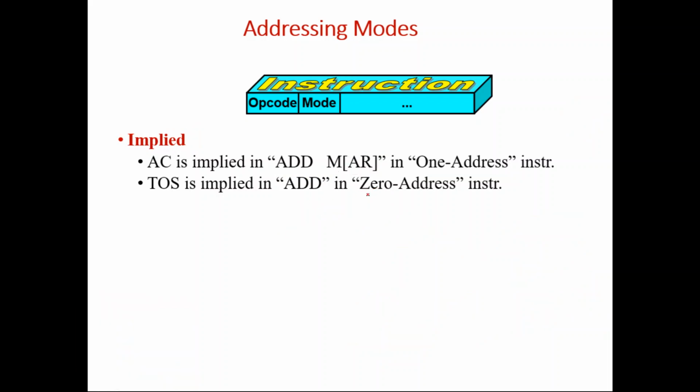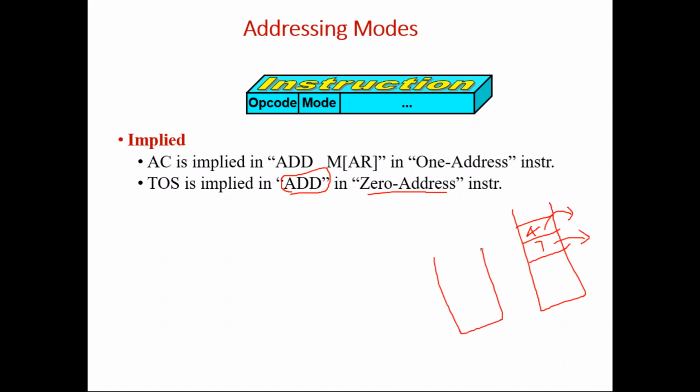In the previous class we have discussed an example for zero address instruction, add. So when you give just add, what will happen? The content of TOS and TOS minus 1 will be popped out. If this is the top of stack and this is TOS minus 1, if this is 4 and this is 7, then these two items will be popped out and added. 7 plus 4 will be 11, and that will be pushed again as the new top of stack.